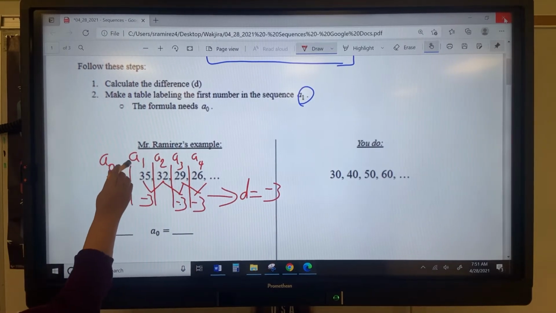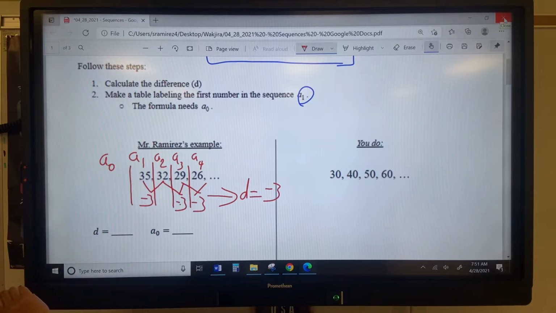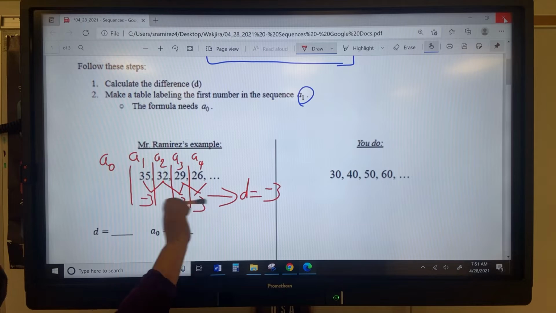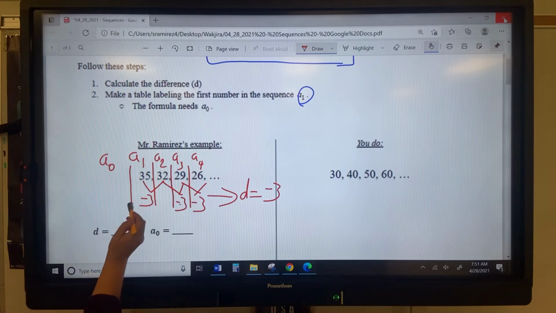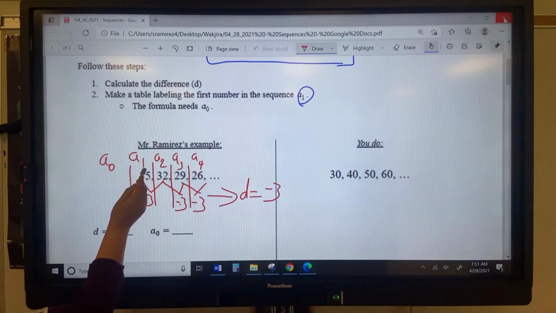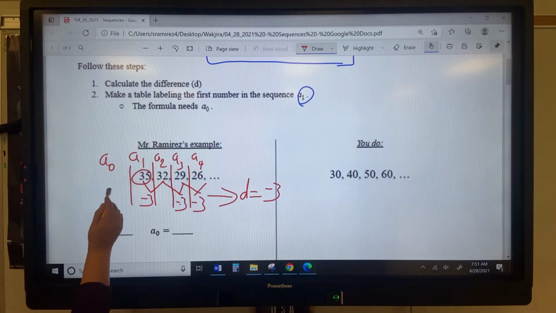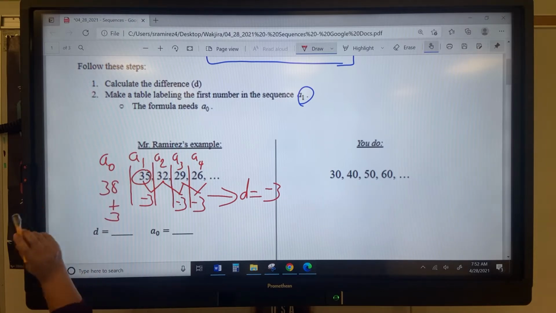Now since this is our first term, when we go to the left, we add 3, because going to the right we subtract 3. So we add 3 to A1, and that will become 38.